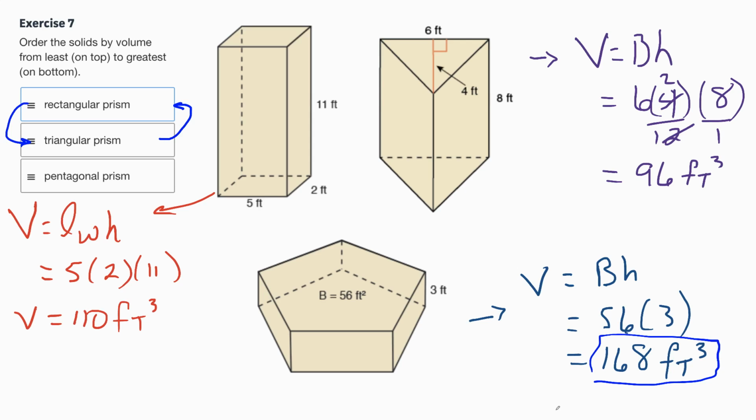All right, so make sure you find the volume of all three of these, because your pentagonal prism may be on top or in the middle. Don't just go to this problem and say, okay, well, in the practice test, the triangular prism was on top. It may not be that way on your test.